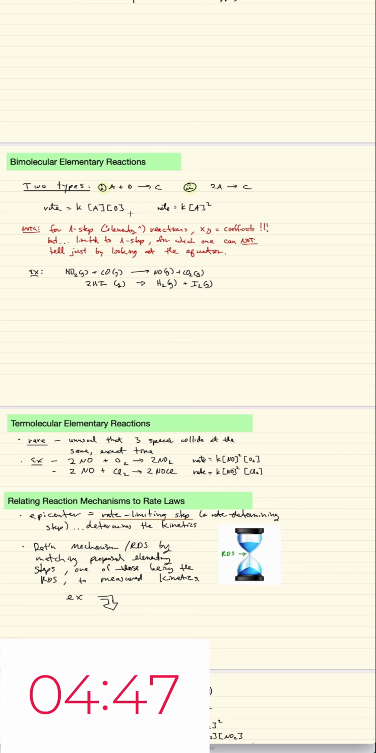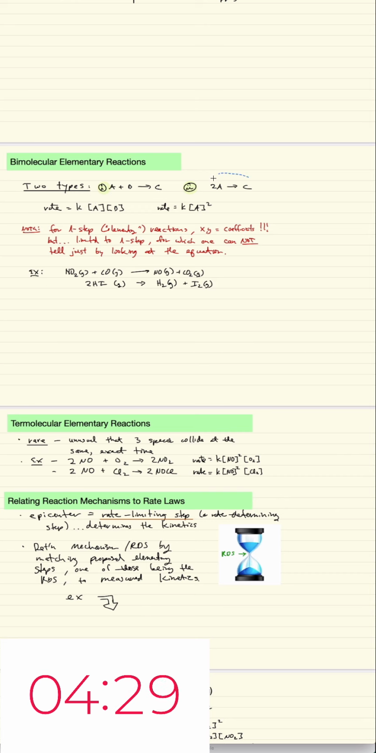So what I want to do is show you real quick the rate equation for A plus B goes to C. Here's the general rate law expression. Notice that if this equation is true, this means in your slowest step, 1 A must have reacted with 1 B.